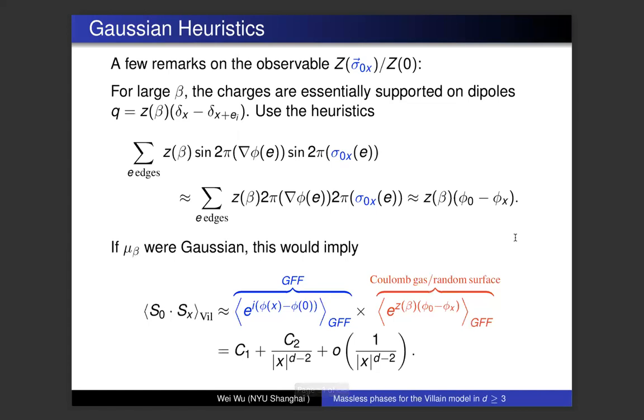In particular, this whole Coulomb gas contribution can be written as a perturbation of GFF, and you have an observable like e to the phi 0 minus phi x, which gives you behavior like a constant plus a constant over x to the d minus 2. So when you combine the Gaussian free field contribution and this Coulomb gas contribution, this is what we expect for the 2-point functions.